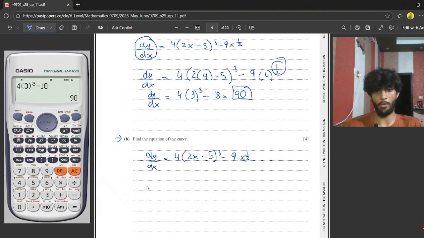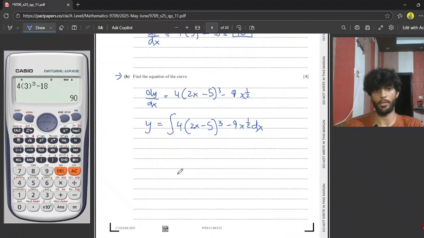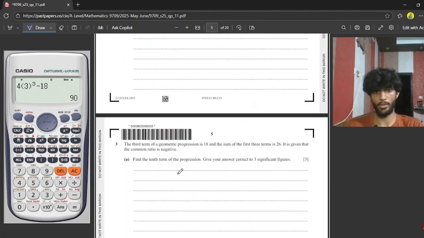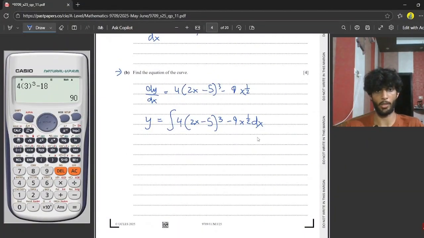So when we integrate this side, we're going to get y. Simple as that. And then we integrate all of this: 4 times (2x minus 5) raised to the power 3 minus 9x raised to the power 1 by 2 dx. Now, you can go ahead and solve this however you would solve it. We have to make it work in this space right here. You can integrate however you've learned integration. I'm just going to do it how I've learned it.